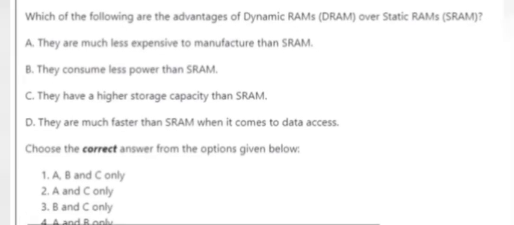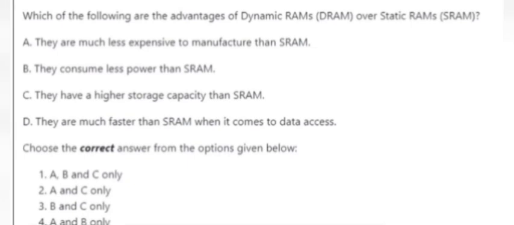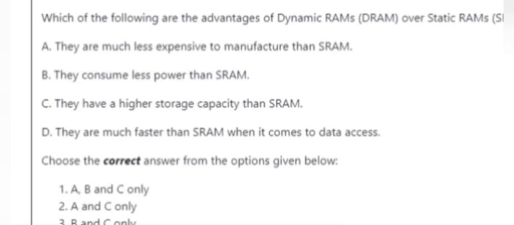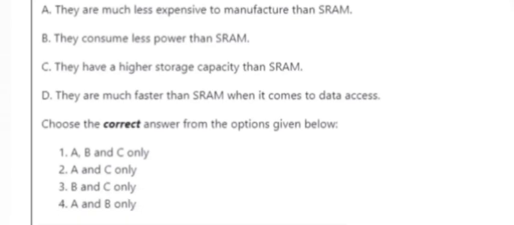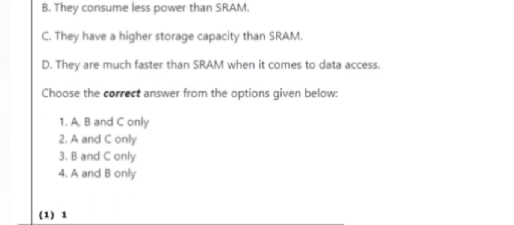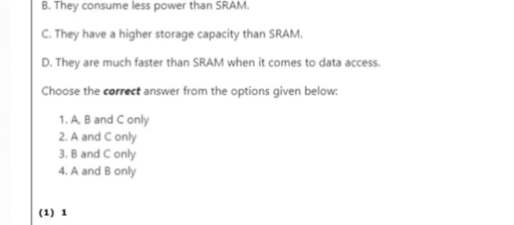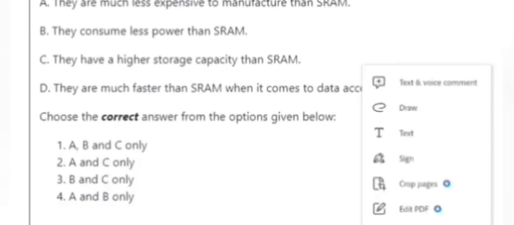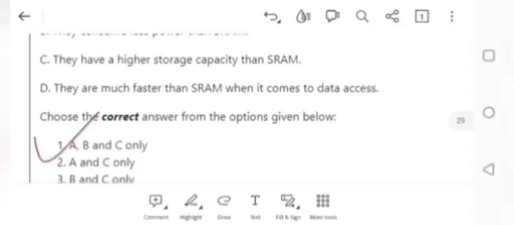33 says, which of the following are the advantages of dynamic DRAM over static SRAM? A, they are much less expensive to manufacture than SRAM. B, they consume less power than SRAM. C, they have a higher storage capacity than SRAM. D, they are much faster than SRAM when it comes to data access. Options: ABC, AC, BC, and AB. For 33, it will be A, B, and C. These three will be correct.